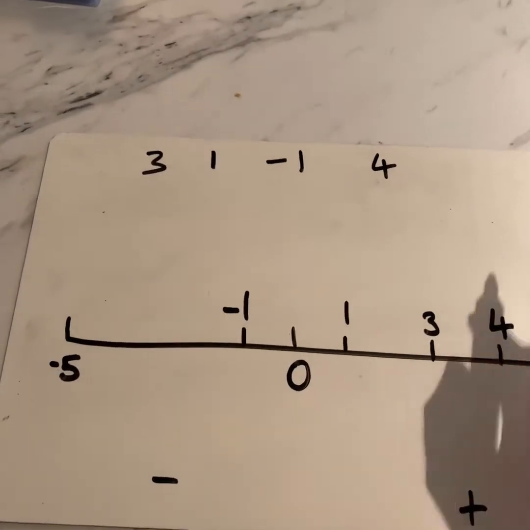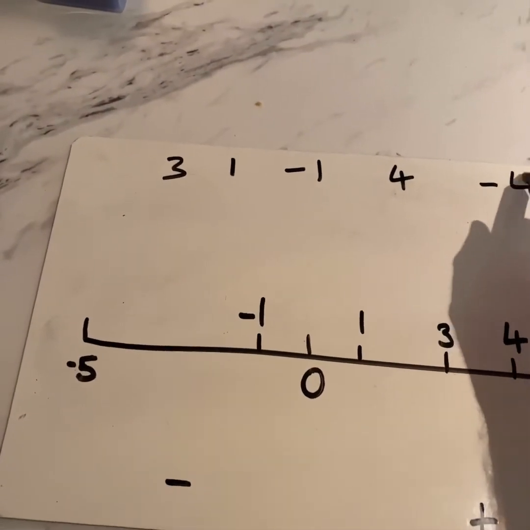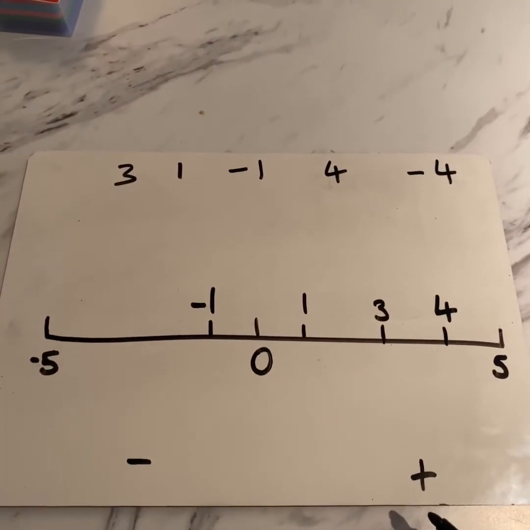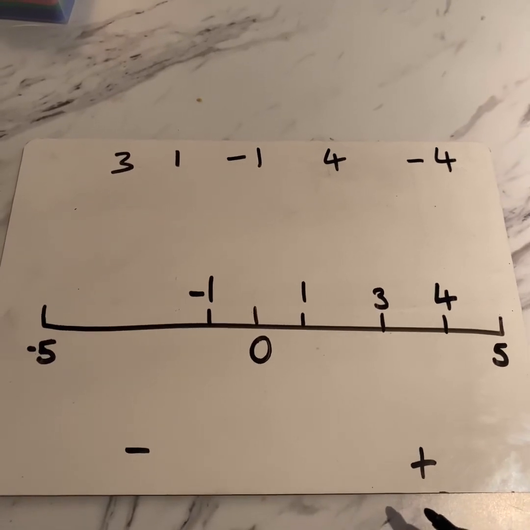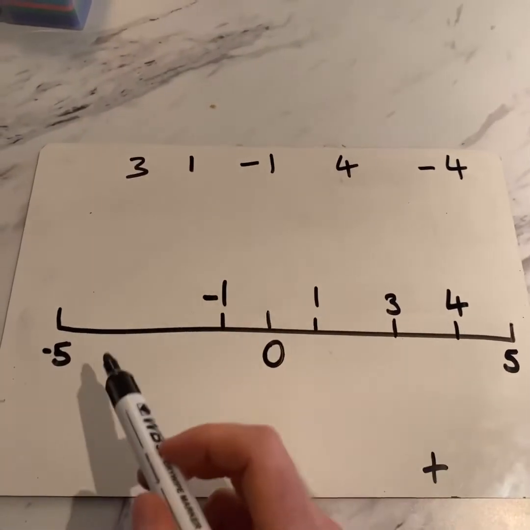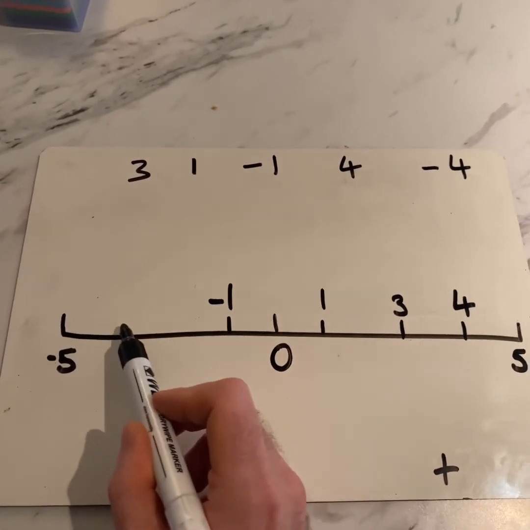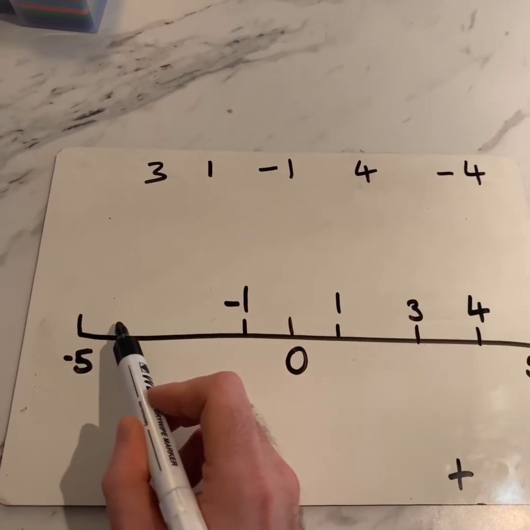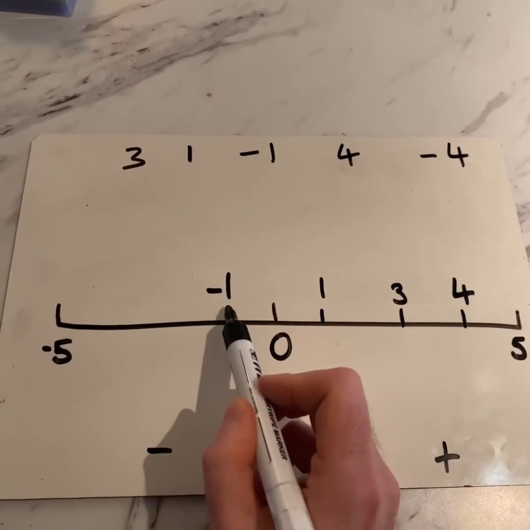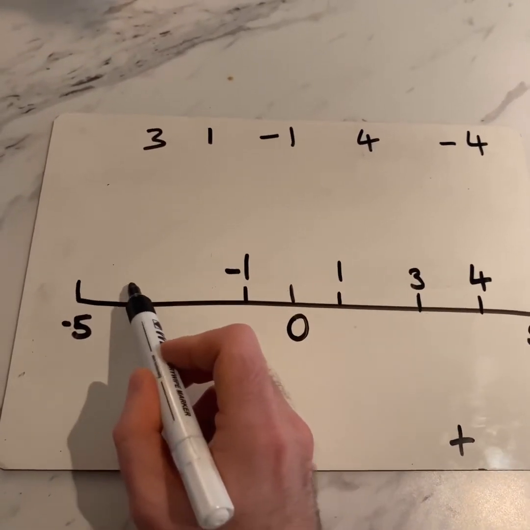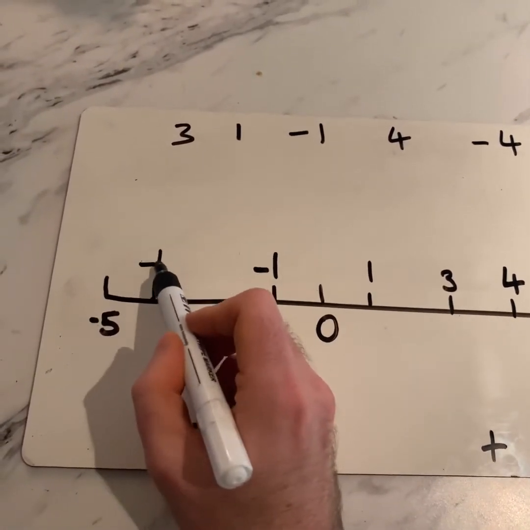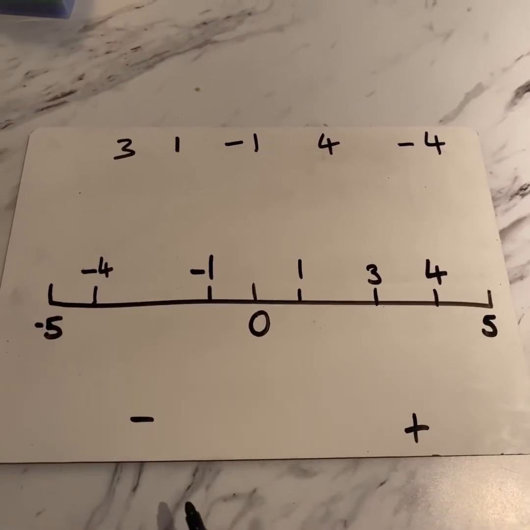Last one. What about negative 4? Or minus 4? Where would that go? It goes on this side of the number line. Whereabouts? Would it go here? What about here? Oh, even closer. Yeah, I think so. We're thinking minus 1, minus 2, minus 3, minus 4, around about there. I wonder. Yeah, that looks quite good.